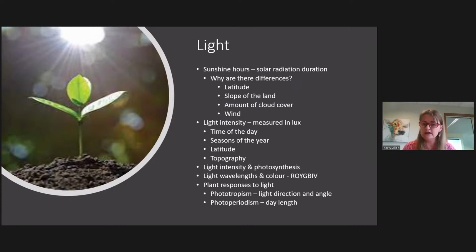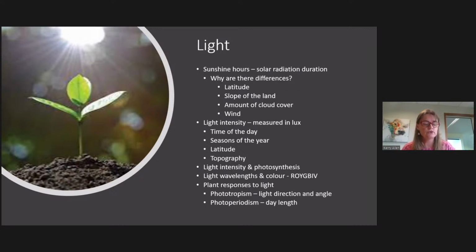The amount of cloud cover. So if you get a lot of cloud cover, you reduce that light level. And lastly, the wind. So westerly locations have lower sunshine hours than easterly, and that is mainly due to those cloud cover and that wind capacity.